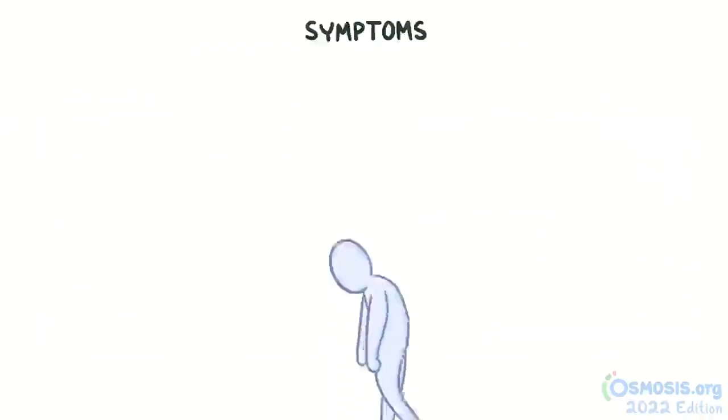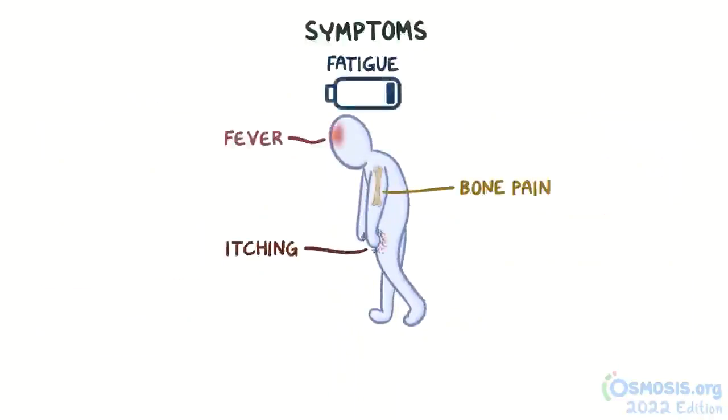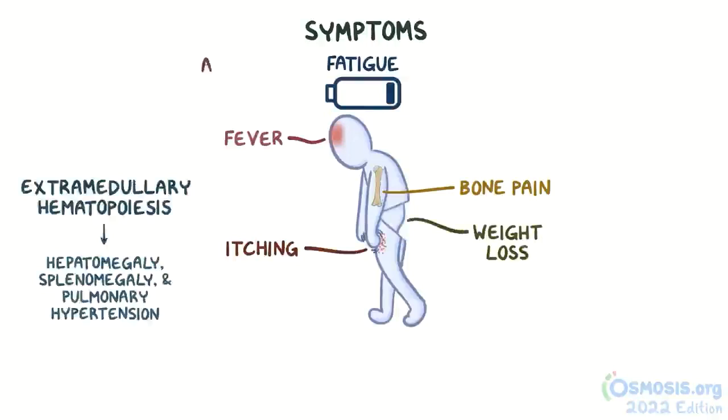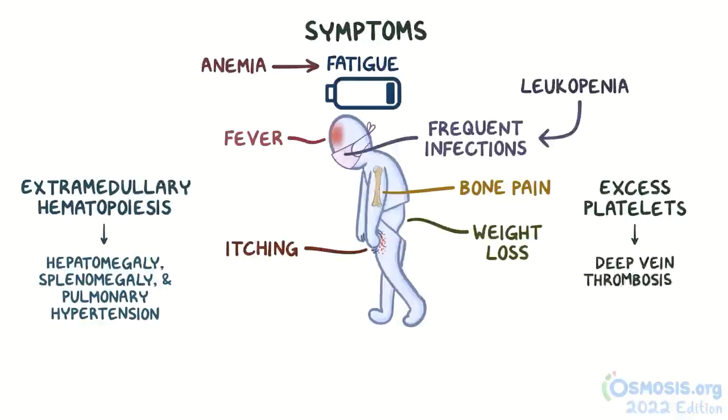Common symptoms of myelofibrosis are bone pain, fatigue, itching, fever, and weight loss. Sometimes the extramedullary hematopoiesis can lead to hepatomegaly, splenomegaly, and pulmonary hypertension. In addition, the anemia can lead to fatigue, and the low white cell count, the leukopenia, can lead to frequent infections. The excess platelets can lead to thrombotic complications like deep vein thrombosis and pulmonary thromboembolisms.